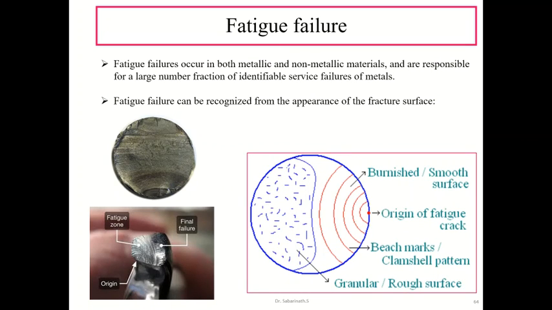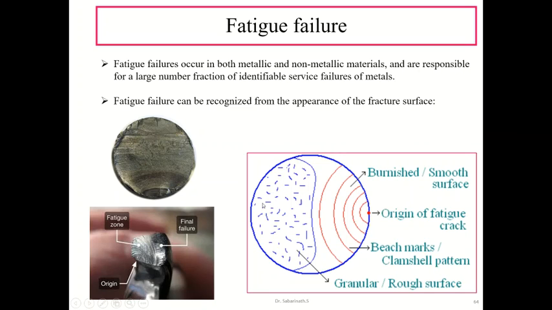Fatigue failures can occur in both metallic and non-metallic materials, and are responsible for a large fraction of identifiable service failures of metals. You can recognize a fatigue failure from the appearance of the fracture surface. This will be the fracture surface after a fatigue failure. It will have a region of origin, a fatigue zone, and the area where the final fracture will take place.